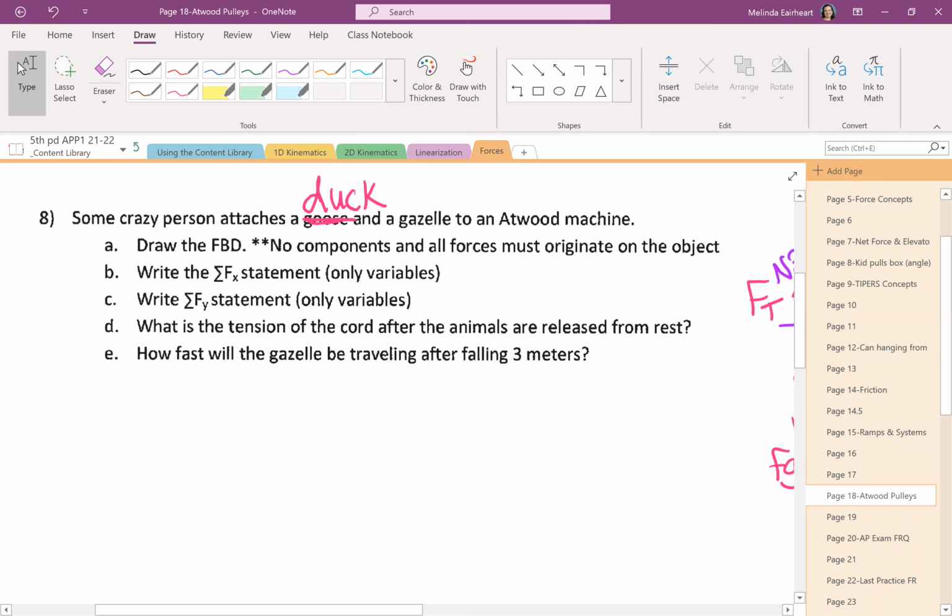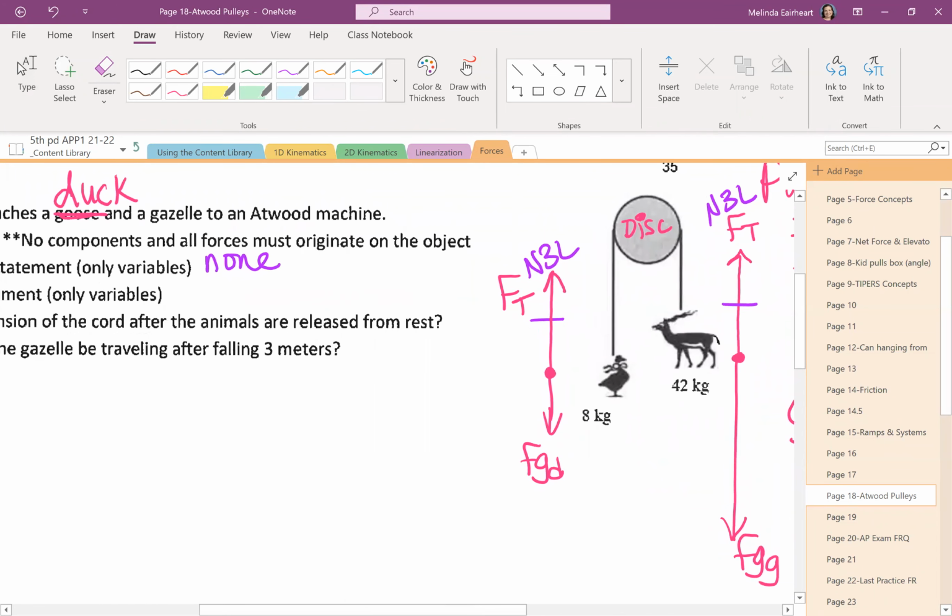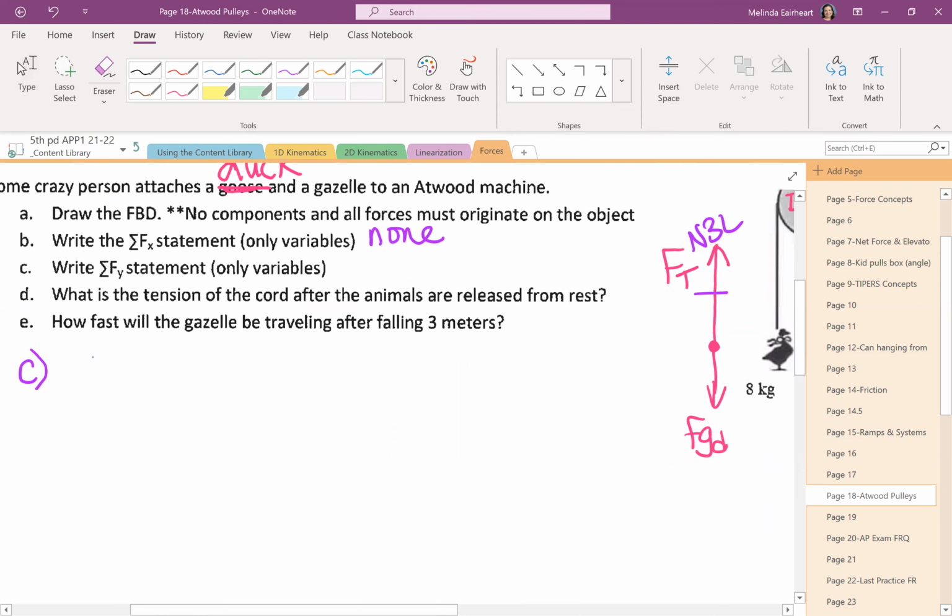Do we have any horizontal? No. And so we can say none. What about F_Net Y? Well, there are forces on each object in the vertical, so we're going to have 2. I'm going to do that down here where I have more room. So F_Net Y for the duck, and then separately, I'll just do it right below, for the gazelle. Look at the duck. I have 2 forces acting on it. Oh, one thing we have not done, did they tell us what direction all this is moving? Did they define the positive direction?